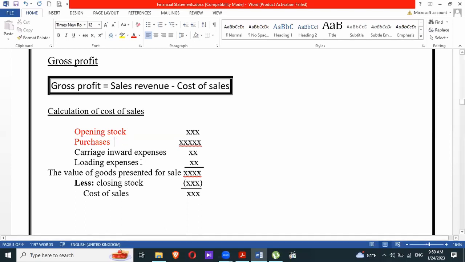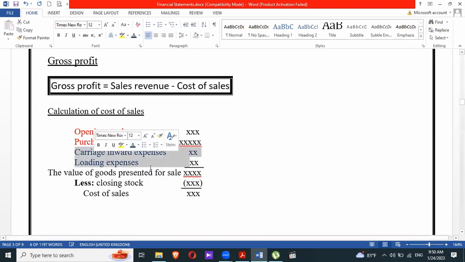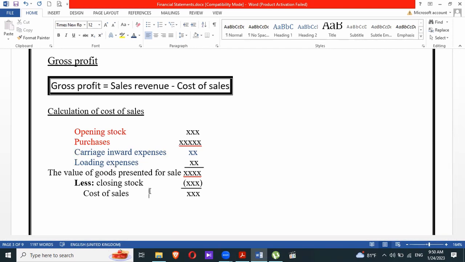Purchase related expenses: I have given two, because in your syllabus there are only two items here, right? These are carriage inward expenses and loading expenses. I will explain these two separately, okay? Carriage inward means the transportation cost of the purchases. Loading expenses, loading and unloading, both we can take.